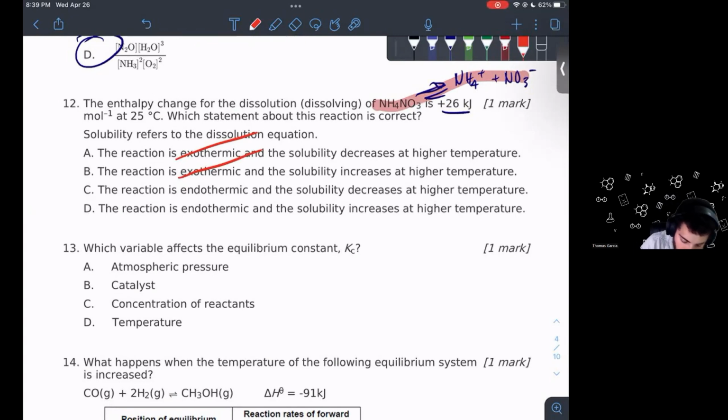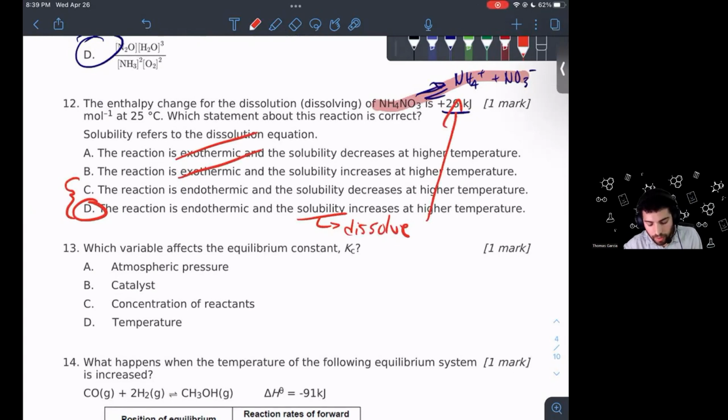All right, so the reaction is endothermic and the solubility decreases at higher temperature, or the reaction is endothermic and the solubility increases at higher temperature. Well, as an endothermic reaction, as we increase the temperature, it is more likely to progress. Therefore, the solubility increases because solubility means dissolve, which is exactly what's happening here. All right, moving on to number 13.